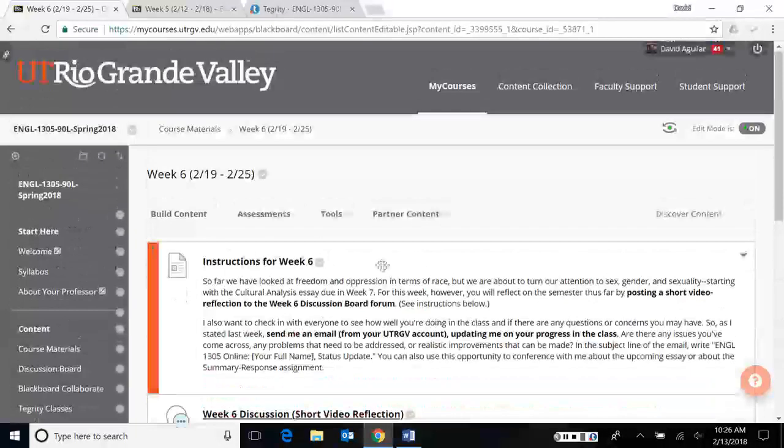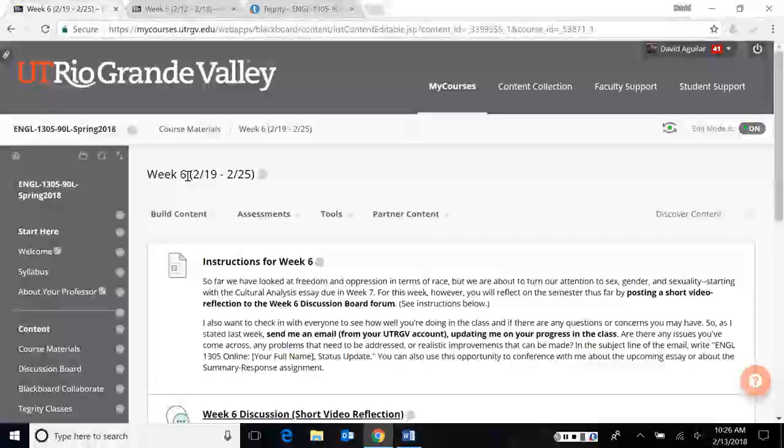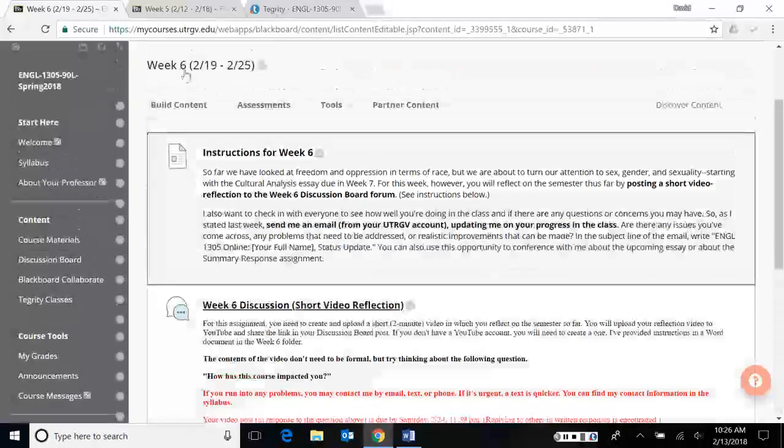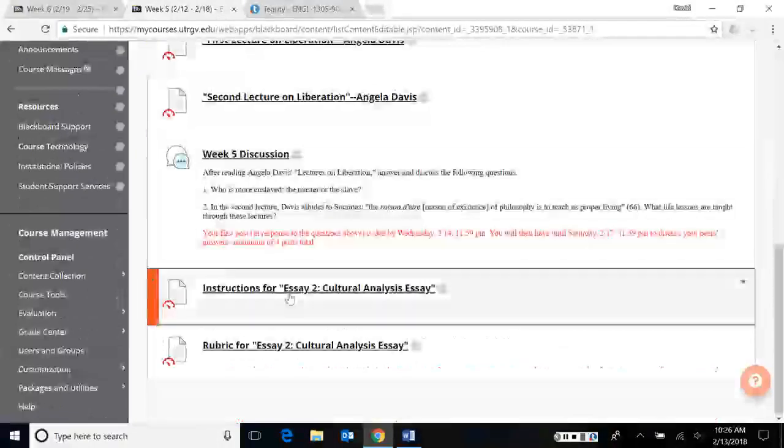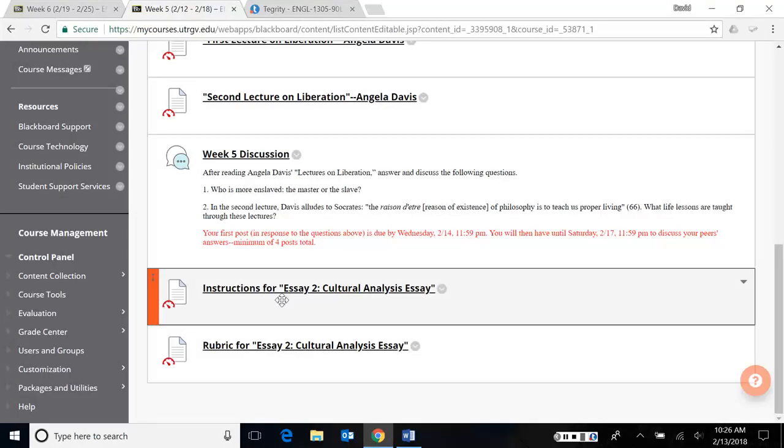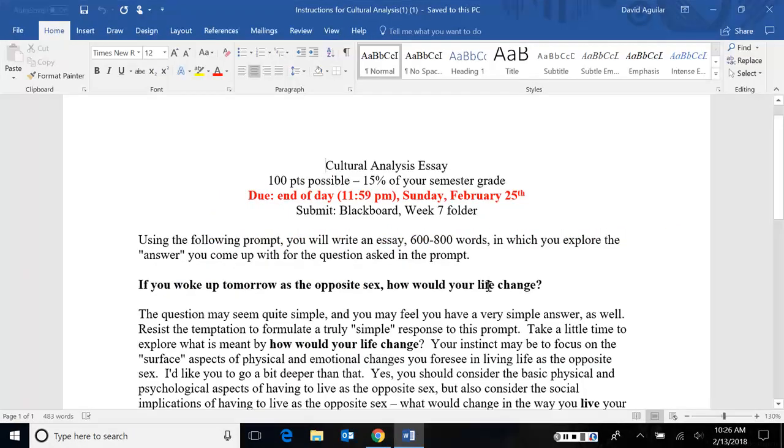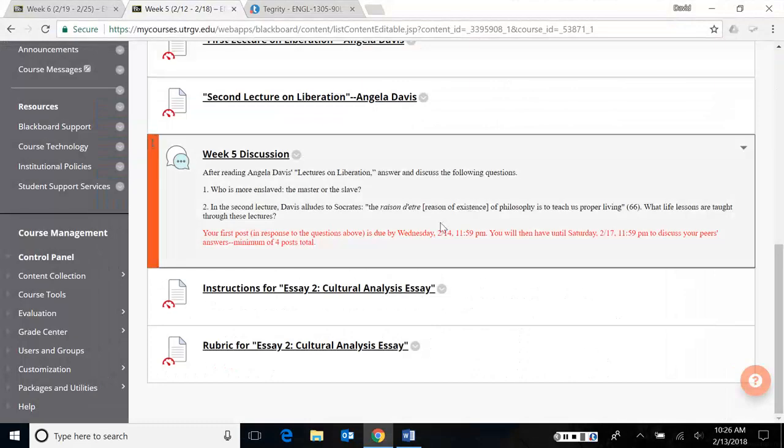Speaking of the cultural analysis essay, that's going to be in week 7, but I've already put the instructions in week 5, and I'll go ahead and copy over the instructions again to week 6. But here are the instructions. Again, it's due Sunday, February 25th. That would be the Sunday. Let's see. Did I get that right?